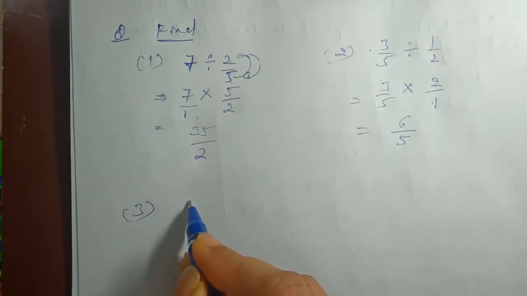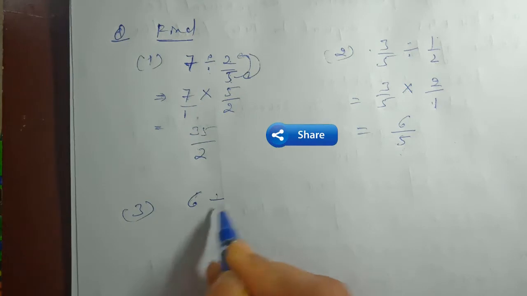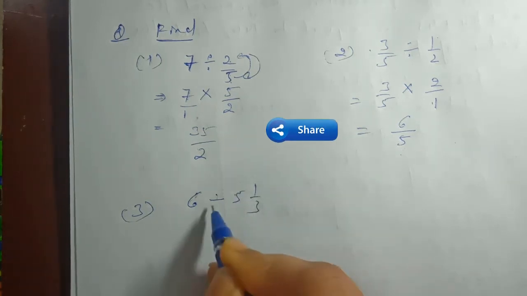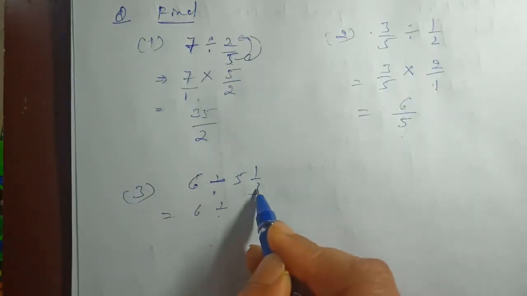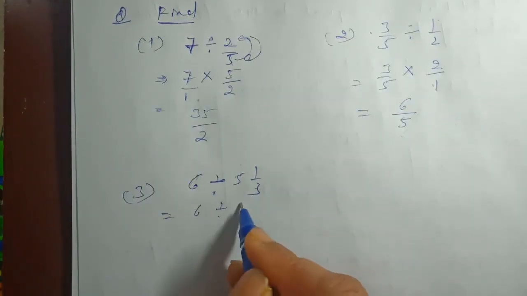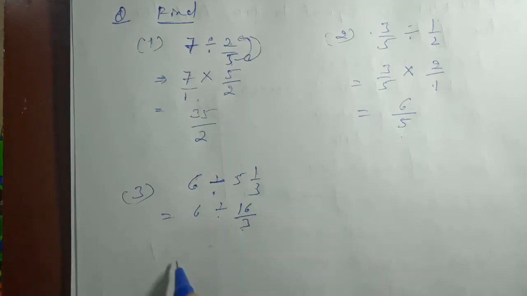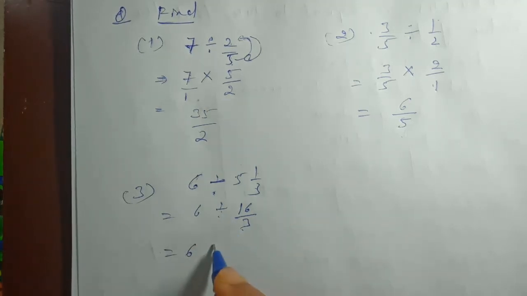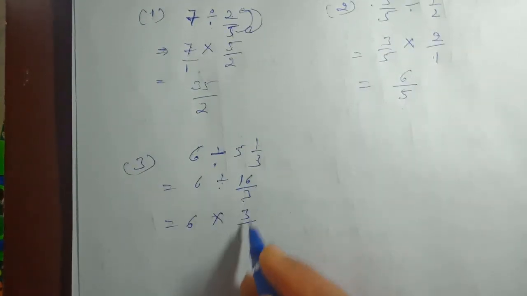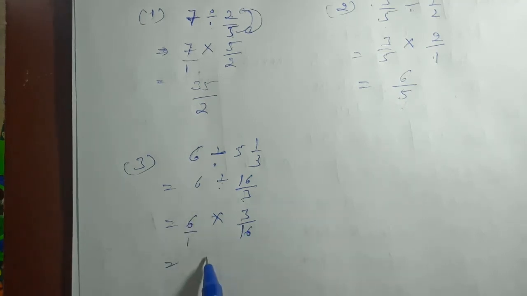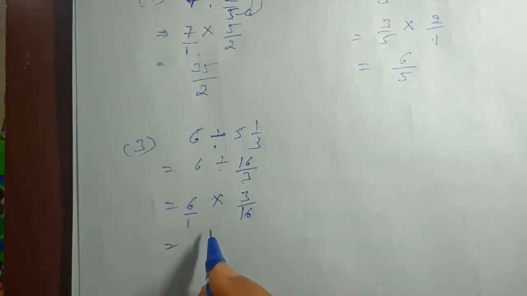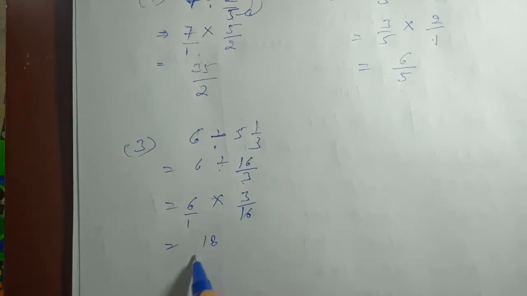Third part, I am taking a whole number and a mixed fraction. So first of all we have to change the mixed fraction into an improper fraction. 3 into 5, 15. 15 plus 1 will give 16 upon 3. Now change the sign of division into multiplication and take the reciprocal of the second fraction, 3 by 16. Now multiply the numerator by numerator and denominator by denominator. 6 into 3 will give 18 and 1 into 16 will give 16.